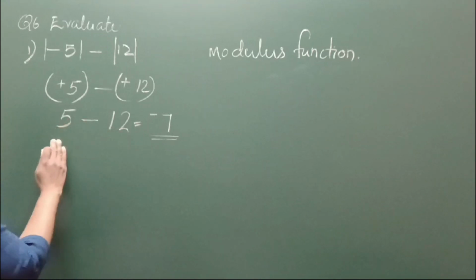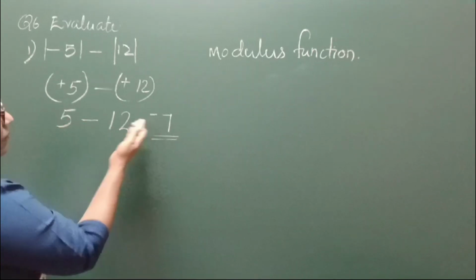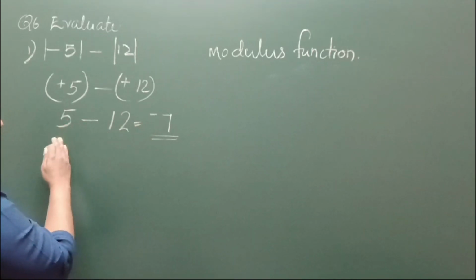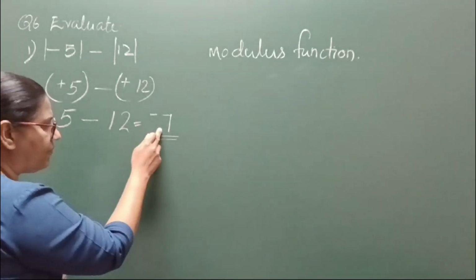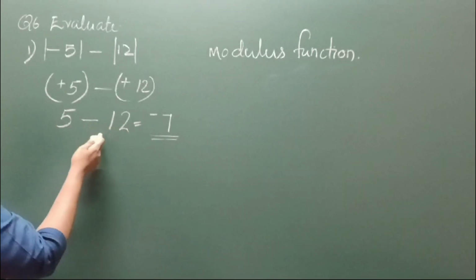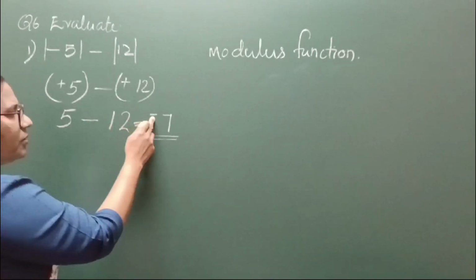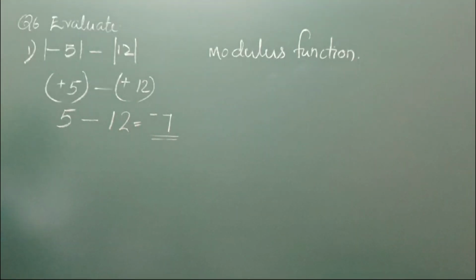So 12 minus 5, that is the difference. We do 12 minus 5, then we get the difference, that is 7. Then using the greater number's sign, that is minus. That is how we got the answer minus 7.